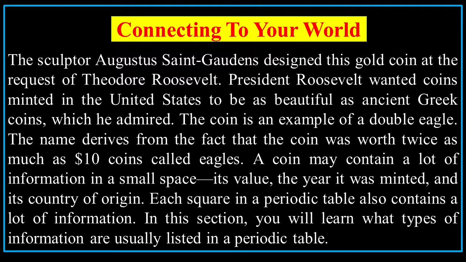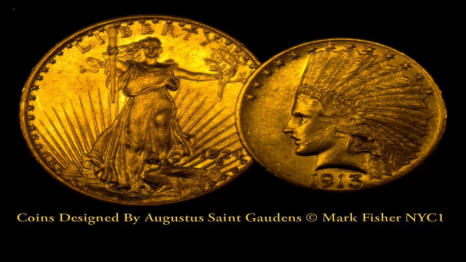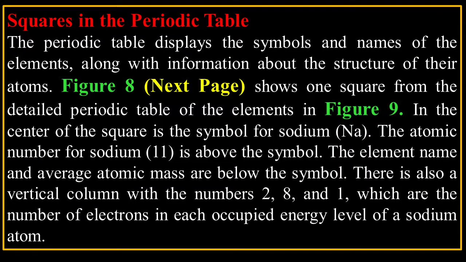Each square in a periodic table also contains a lot of information. In this section, you will learn what types of information are usually listed in a periodic table. So the periodic table is a clearinghouse for chemistry information. And here is a picture of those coins commissioned by President Roosevelt and designed by Mr. Augustus Saint Gaudens. The periodic table displays the symbols and names of elements along with information about the structure of their atoms.